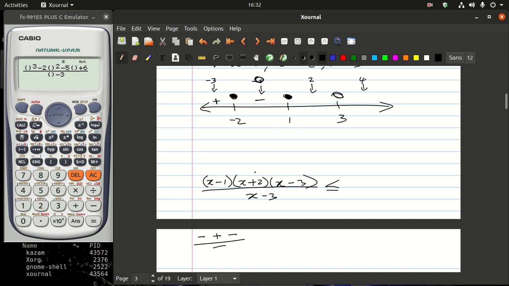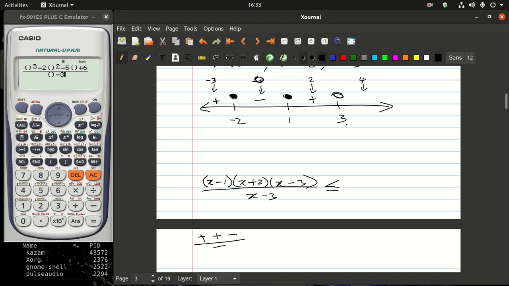Now, if I plug in a 2 here, it's going to be 2 minus 1 is 2, so we get a positive answer. If I plug in a 2 here, I will get 2 plus 2, which is a positive answer. If I plug in a 2 here, I will get a minus 1, which is a negative answer. If I plug in a 2 here, I will get a minus 1, which is a negative answer. So positive times positive, I get a positive. And positive times negative, I get a negative, and negative divided by negative, I get a positive. So here we end up having a positive.